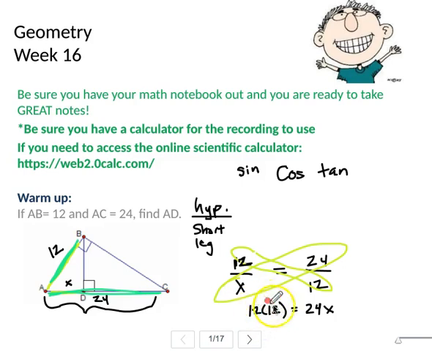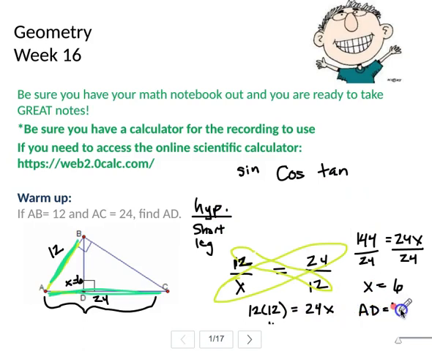144 is what we get when we take 12 times 12. So I'm going to continue up here. I'm running out of space down there. So 144 equals 24x. And then to get to x, I'm going to divide each side by 24. So x is going to equal 144 divided by 24. And I get 6. So the length from A to D is going to be equal to 6. So since x represents the length from A to D, we can say that AD equals 6. And that is my final answer.